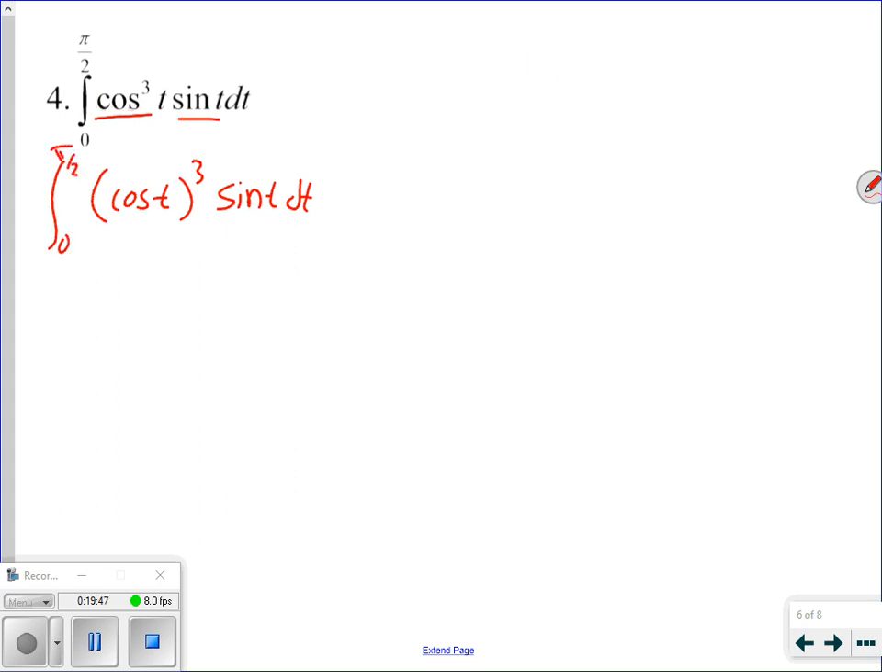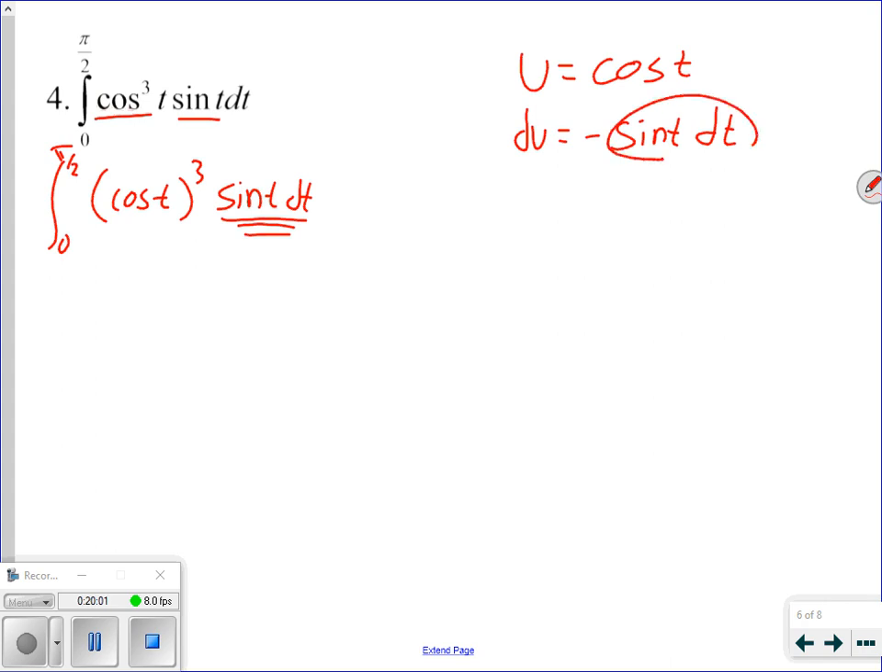So if you let u be cosine of t, good job. And du would then just be negative sine of t dt. Check it out. We got the sine of dt right here. We got the sine of dt right here. Let's just go ahead and bring the negative over and make sure we bring that out as a constant. And that can't substitute out.